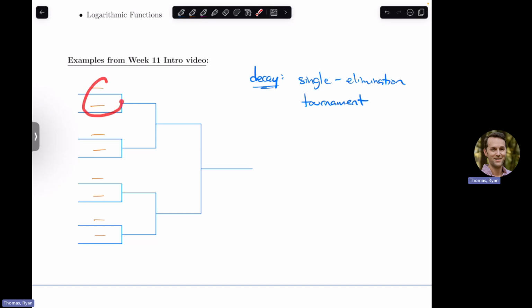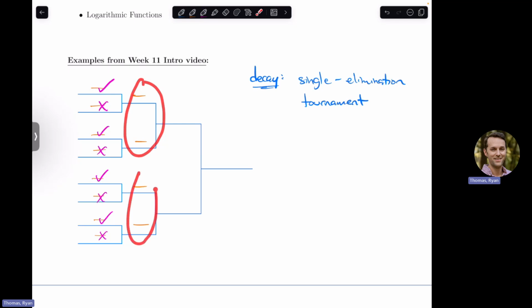Now, since in each of those, one team is going to win and the other team is going to lose, the winning team advances. Let me just fill that in. I'll just mark with check marks: win, lose, win, lose, win, lose, win, lose, something like that. Then there are 4 in the next round.